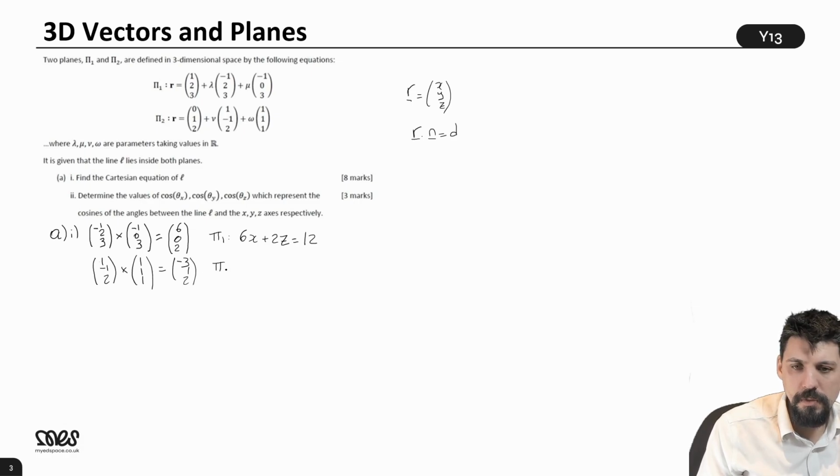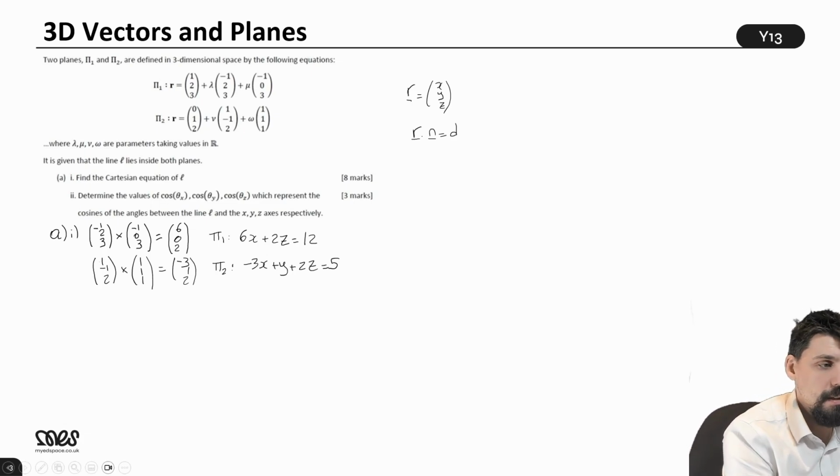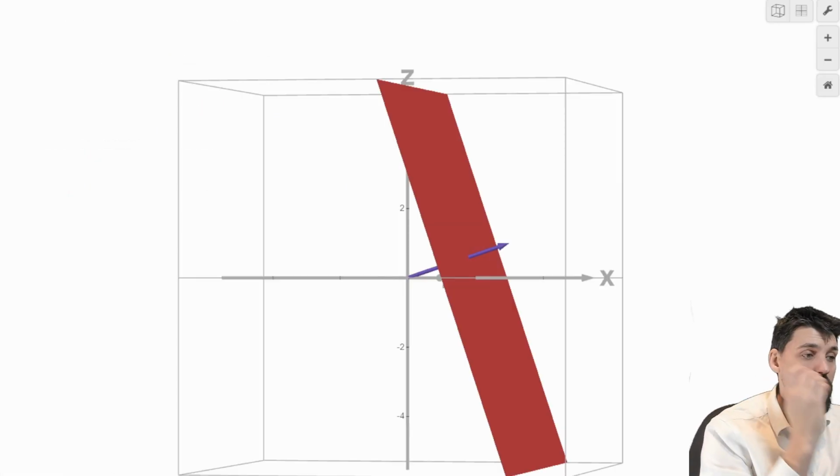So pi 2 is going to have equation minus 3x plus y plus 2z. And again, we need to plug a point in. We'll plug in the point 0, 1, 2. So I think that gives me equals 5. All right. Now we're still not there, but we do need the Cartesian equation of a line that lies in both planes.